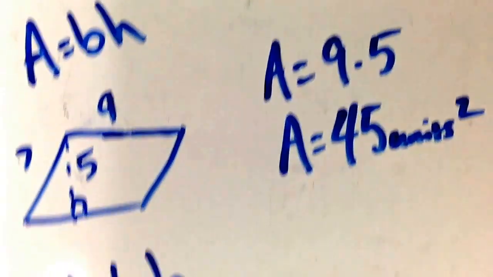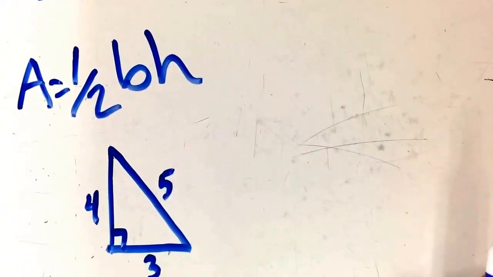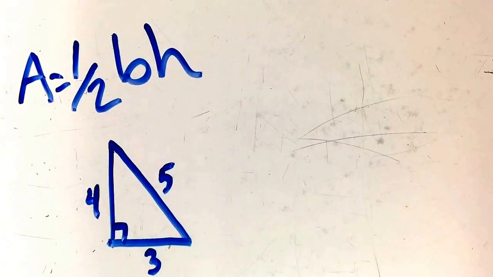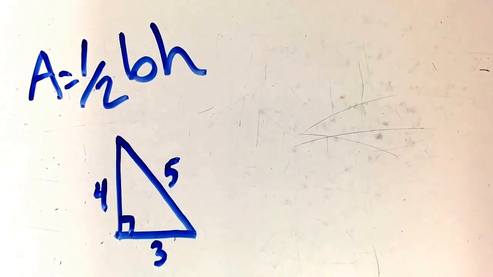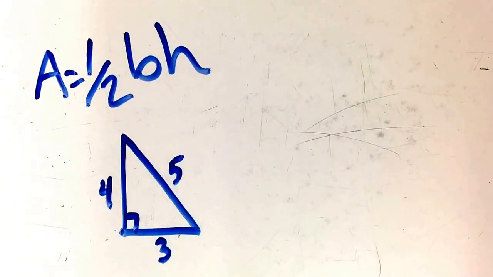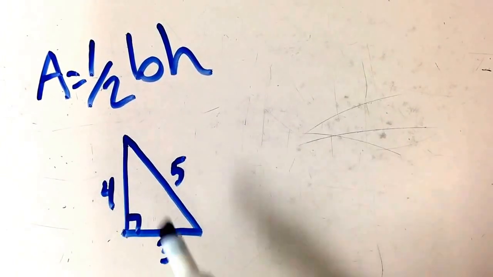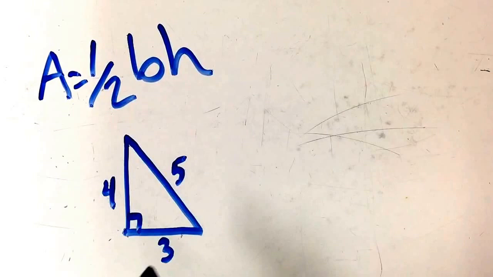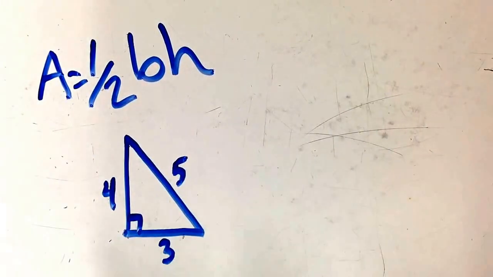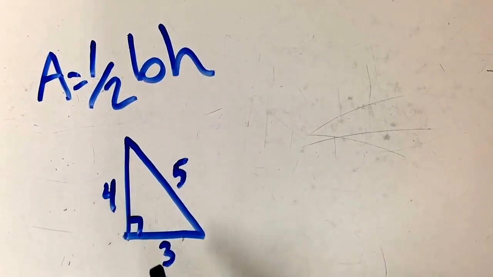Let's take a look at a triangle. The area formula for a triangle is 1/2 base times height. Again, same thing: your base and your height form a right angle. So take a look here. 3, 4, and 5. Three sides, three measurements, but which two form the right angle? Right, the 3 and the 4.